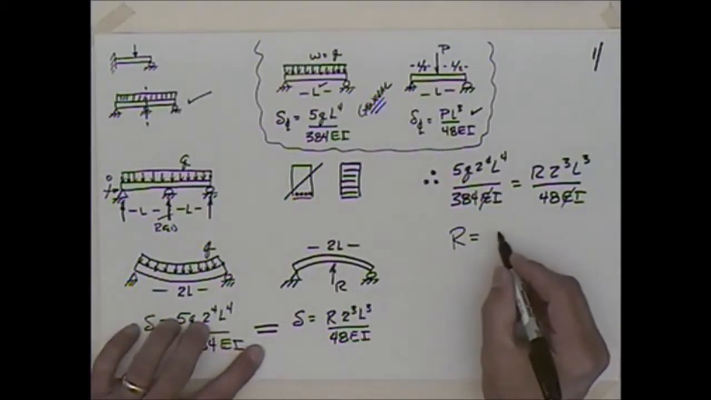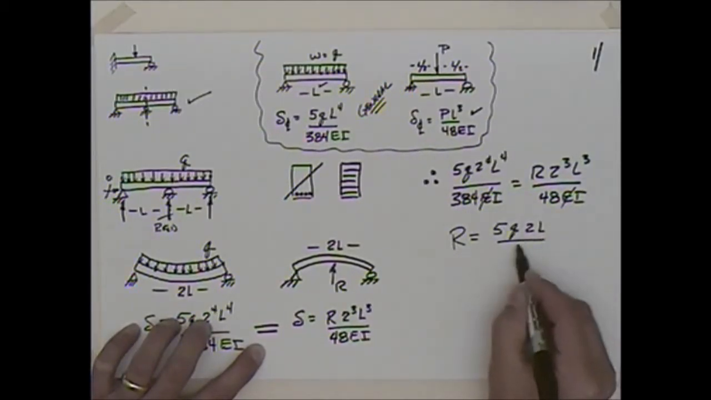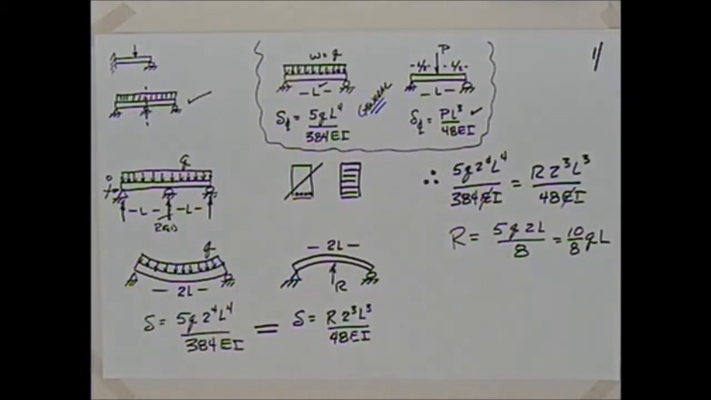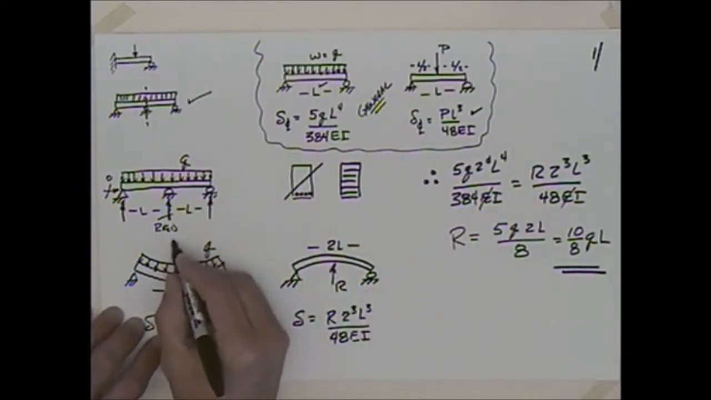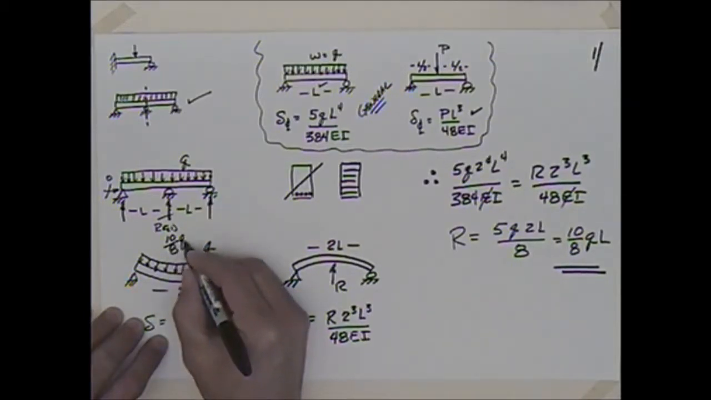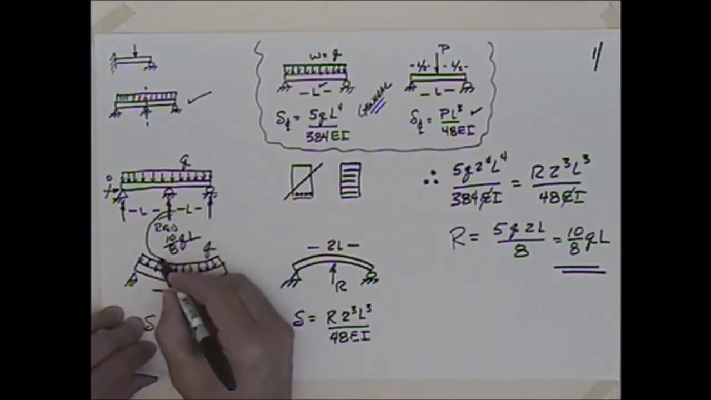And we come up then with R being equal to 5 times Q times 2L divided by 8. And we get finally that we have 10 over 8 times QL, or WL, depending on what variable you want to use. So that's a good result there. That would be this force. We could put that in then. This redundant is 10/8 QL.